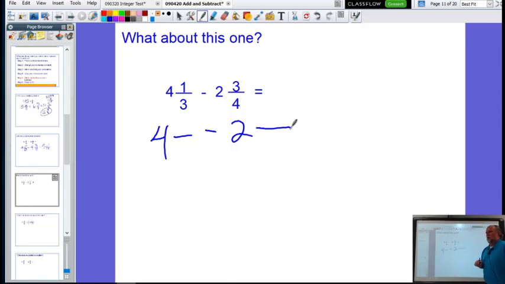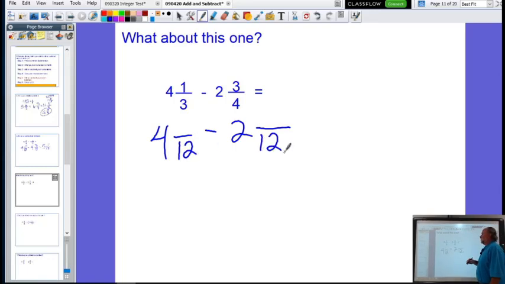I'm going to find a common denominator. Okay, so the 4 and the 3, can I turn that 3 into a 4? No. So I do 4 times 2 is 8. Can I turn the 3 into an 8? No. 4 times 3 is 12. Can I turn the 3 into a 12? Yes. So we got a 12.